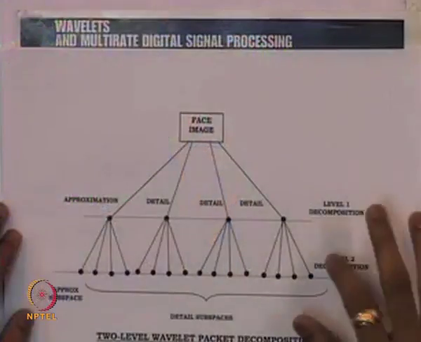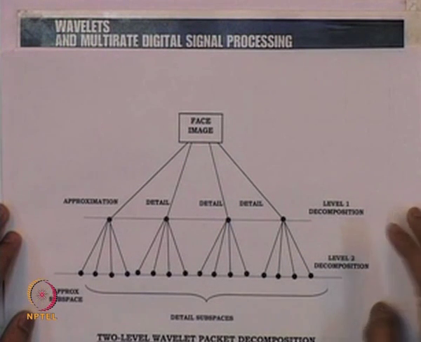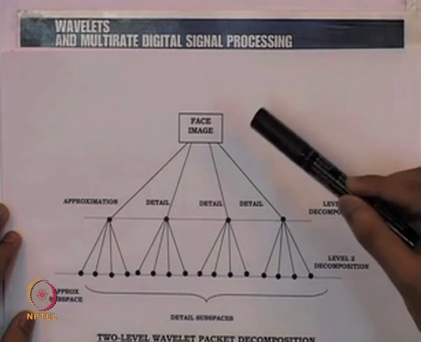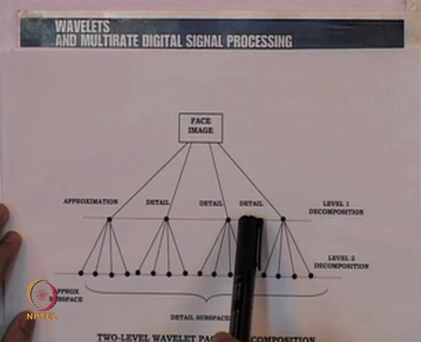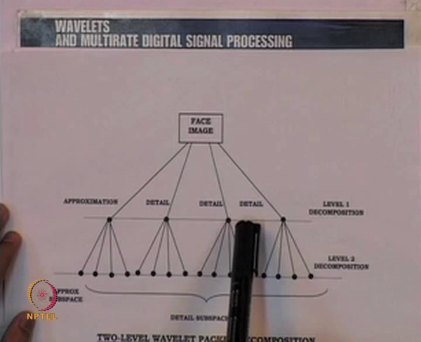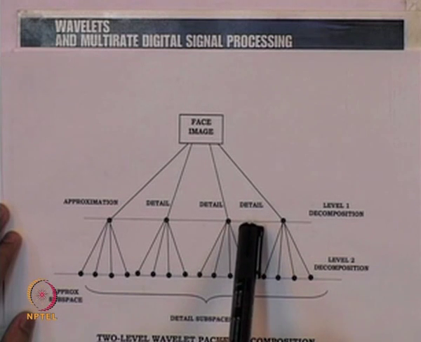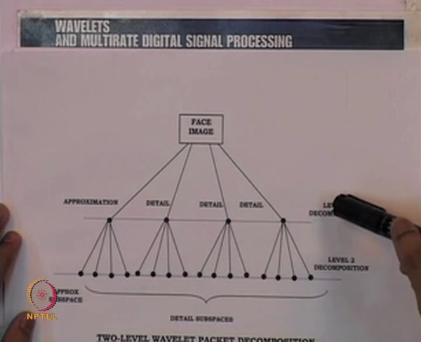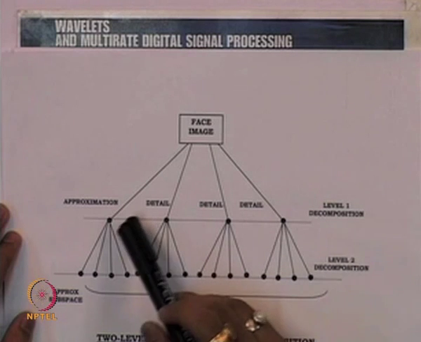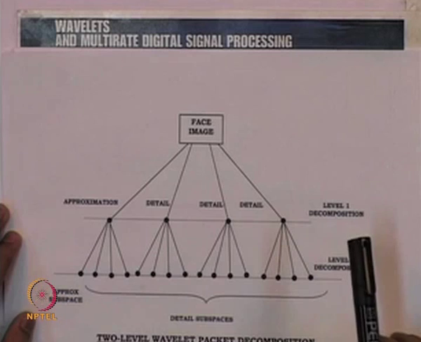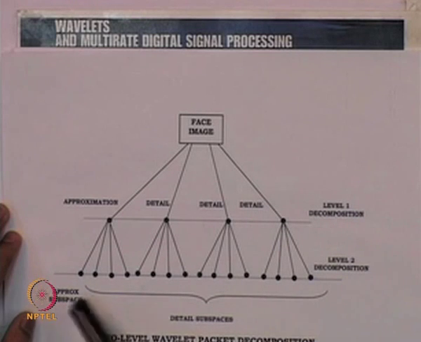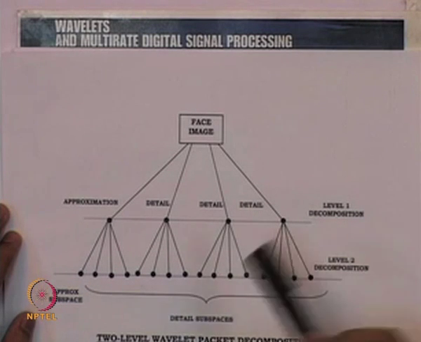This is the basic wave packet analysis. Given a face image, we can decompose it into approximation and detailed subspaces. How this is done and which filters are utilized, we are going to see in detail in subsequent lectures. This is level 1 decomposition. In level 2 decomposition, we similarly decompose the approximation as well as the detailed subspaces. So we will get 16 subspaces, of which one is the approximation and 15 are detailed subspaces.